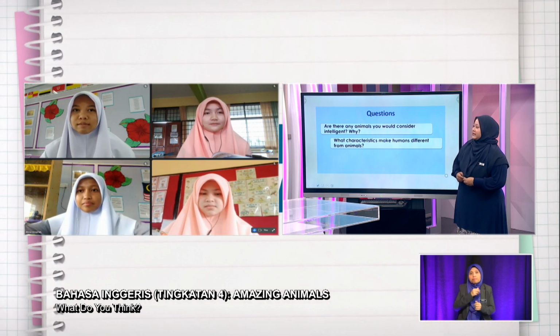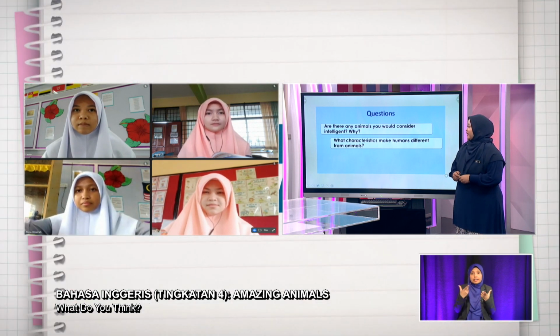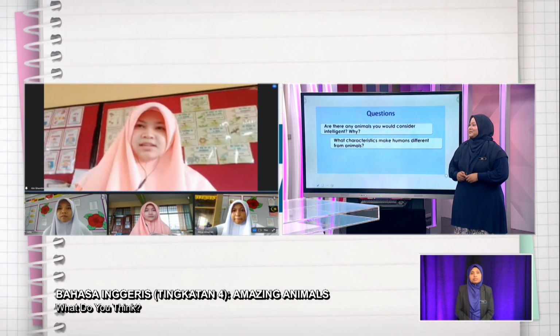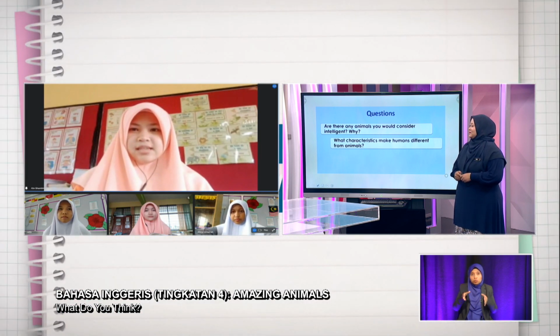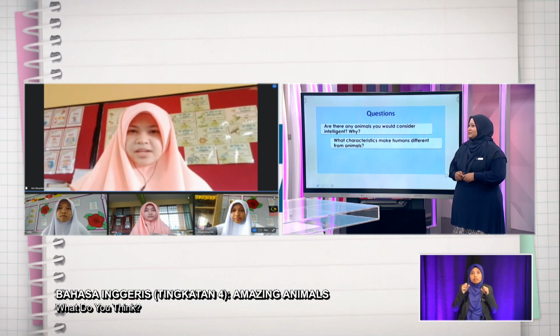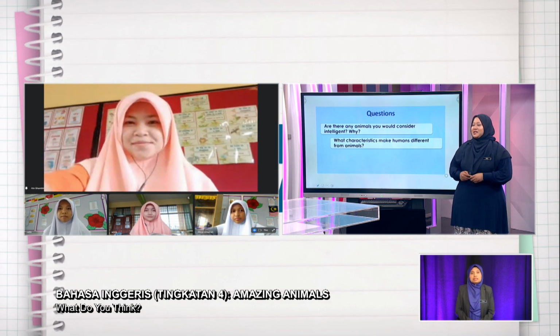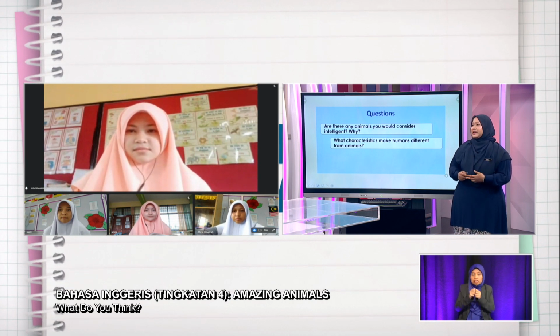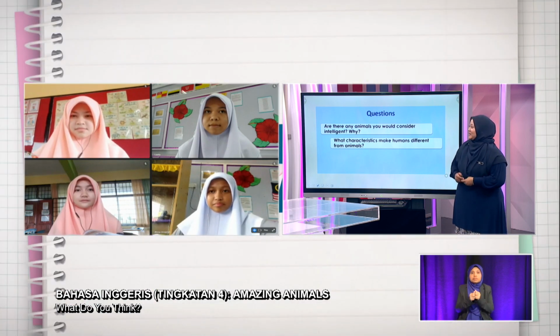What about the rest of you? Can I ask for an opinion from Shamimi? Can you please share your idea? The characteristic that makes humans different from animals is that humans have our own language system. So we can communicate with each other and share our feelings. Interesting. So humans have our own language system. It will be easy for us to communicate with our family, friends, or even peers, and express our emotions and feelings. That's how we share with each other. Good idea. Thank you, Shamimi.